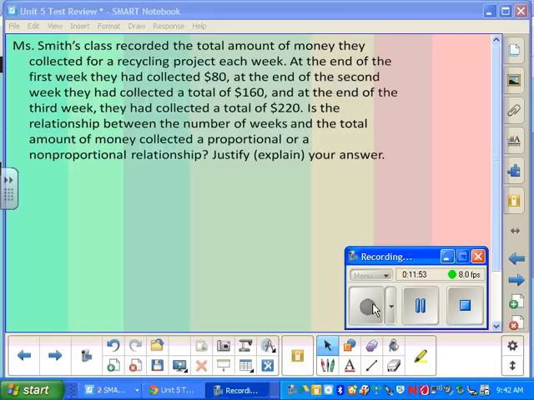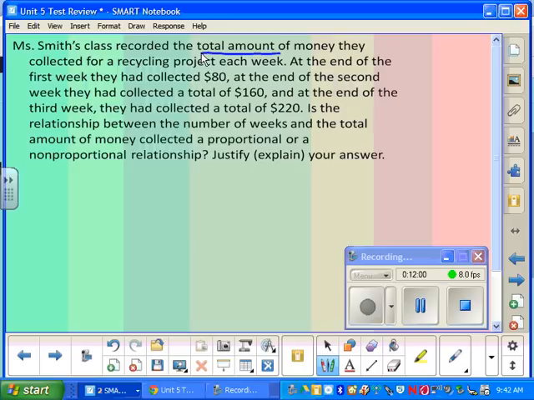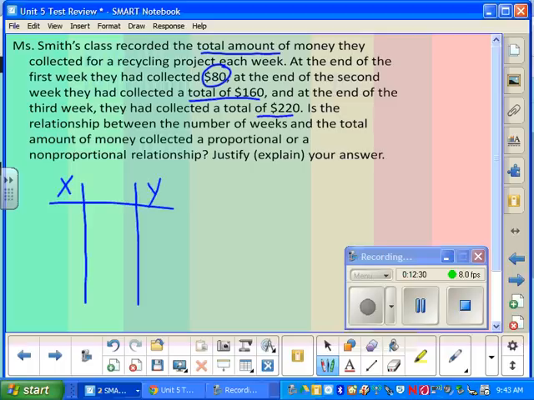Miss Smith's class recorded the total amount of money they collected for a recycling project each week. At the end of the first week, they collected $80, and at the end of the second week, they collected a total of $160. And then the third week, they had a total of $220. Is the relationship between the number of weeks and the total amount of money collected a proportional or non-proportional relationship? The easiest way to do this problem is to set up a table. So let's set up an XY table with our process in the middle. And X is going to be our weeks, and Y will be our total. So we had 1 week, 2 weeks, 3 weeks. And 1 week was 80. 2 weeks was 160. And 3 weeks was 220.